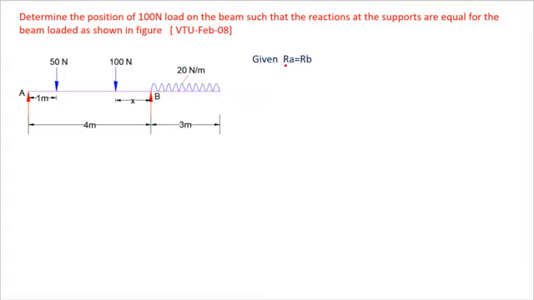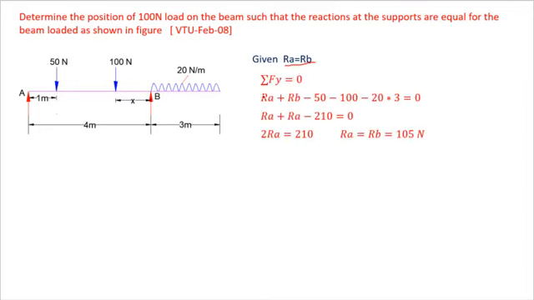First, it is given that Ra must be equal to Rb. I apply summation of Fy equal to 0. Then Ra plus Rb minus 50 minus 100. Then this UDL is acting downward, that is 20 into 3. So Ra plus Rb equals 210. Therefore Ra and Rb, each equal to 105 Newton.